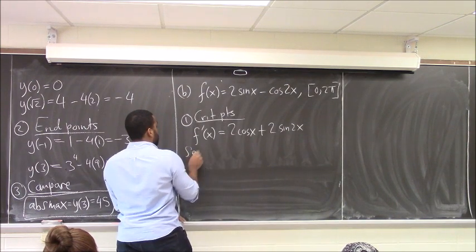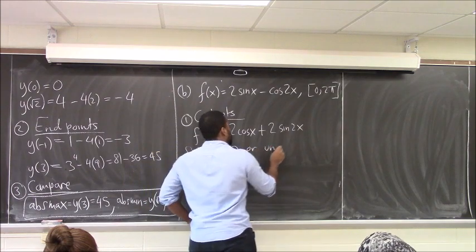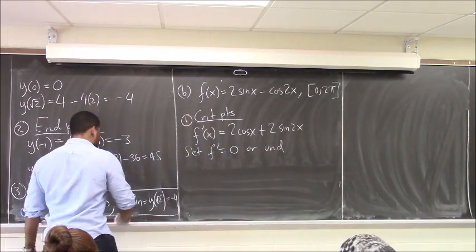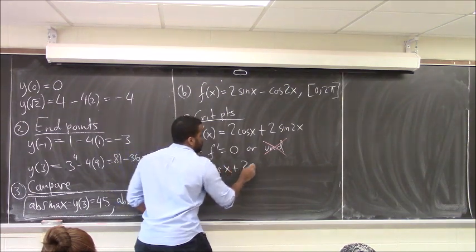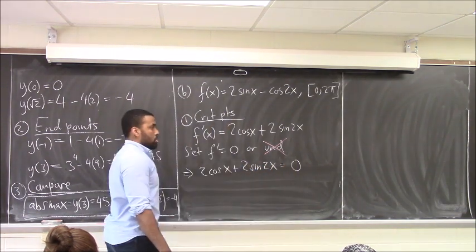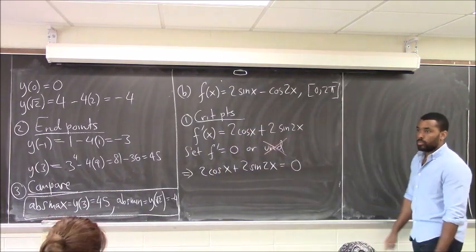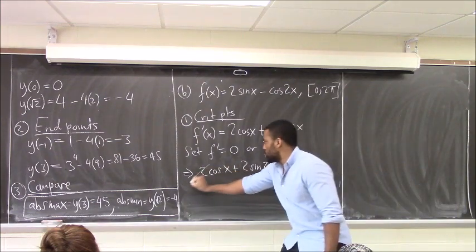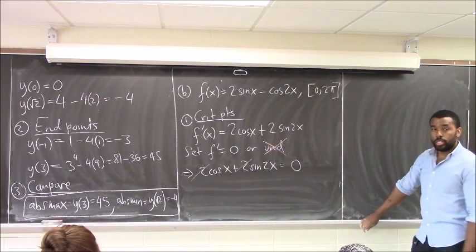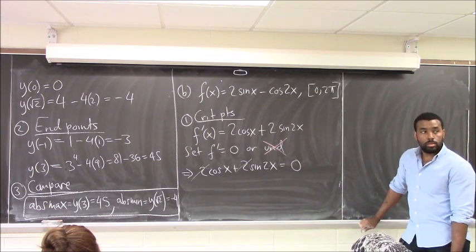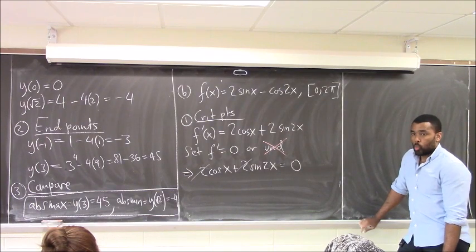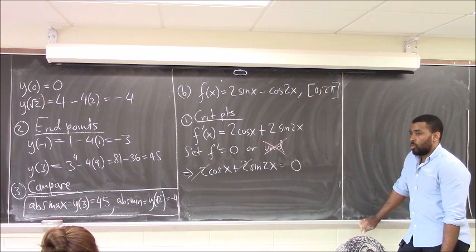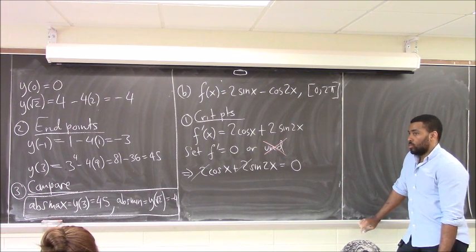And so what we're going to do now is set f prime equals 0 or undefined. However, this is a sum of continuous functions. It's never undefined. Which means the x values that I care about are where that hits 0. How would we solve this equation? Well, I can divide both sides by 2. But after doing that, how would I solve this equation? Ideas?